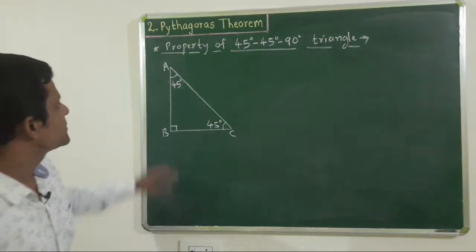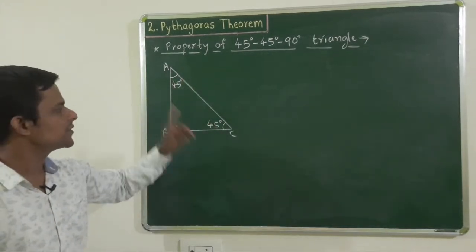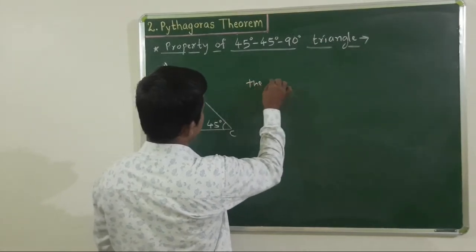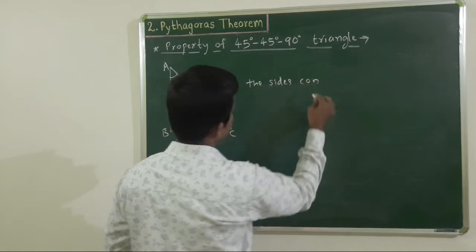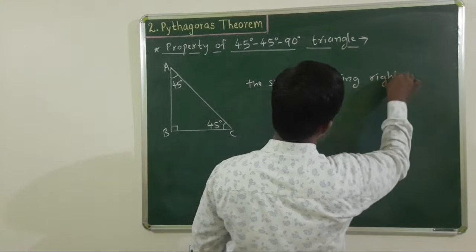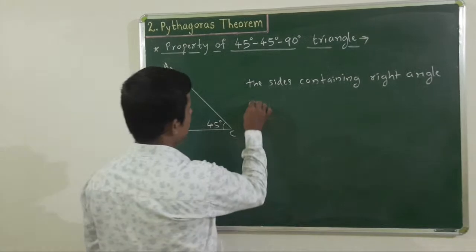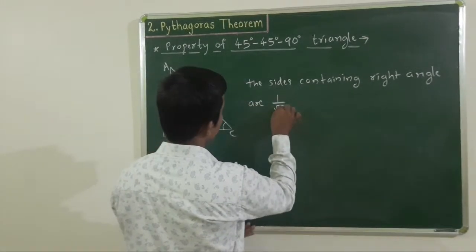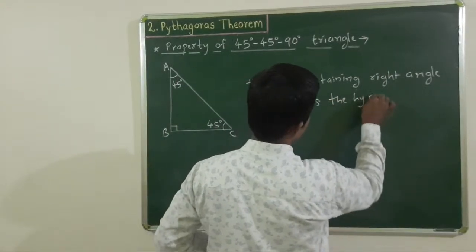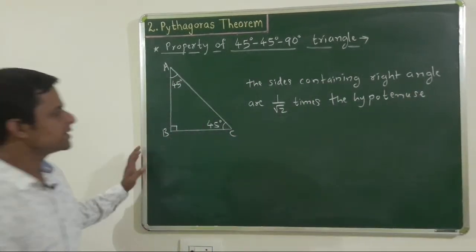Then the statement of this theorem tells us that in a right angle triangle, if the remaining two acute angles are 45 degrees and 45 degrees, then the sides containing the right angle, or the sides opposite to 45 degrees, are 1 upon root 2 times the hypotenuse. What is the meaning of this?